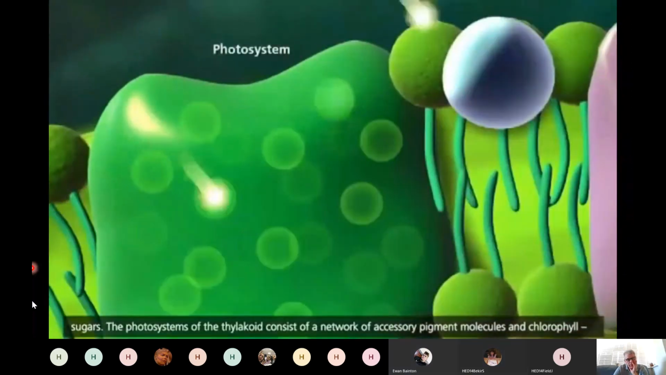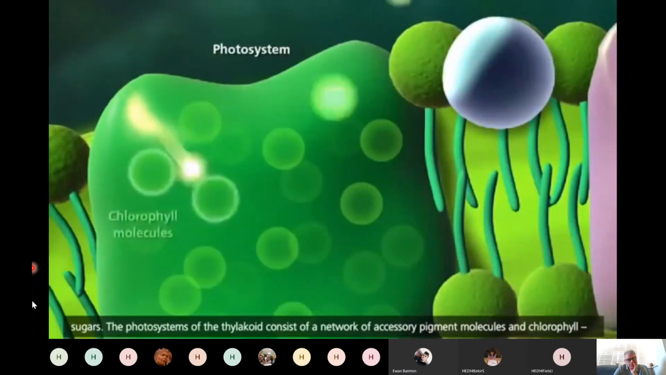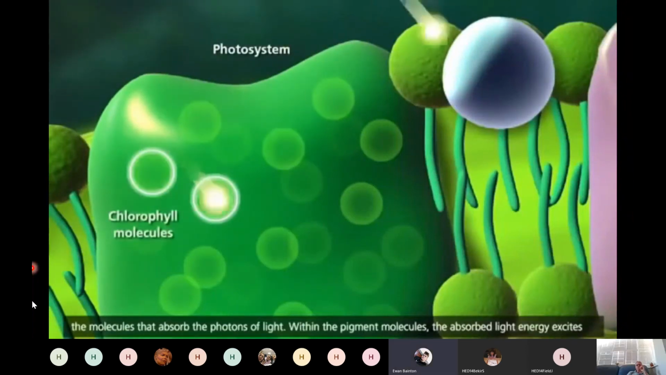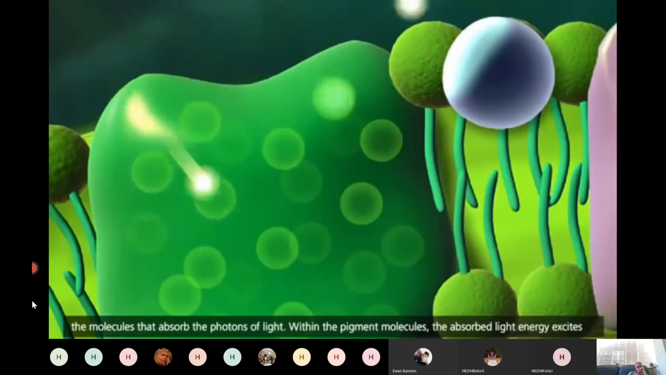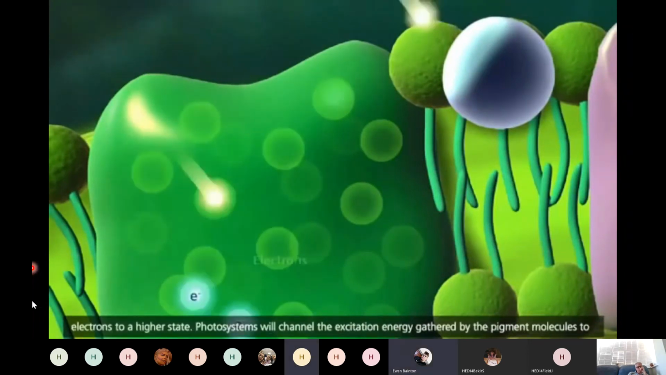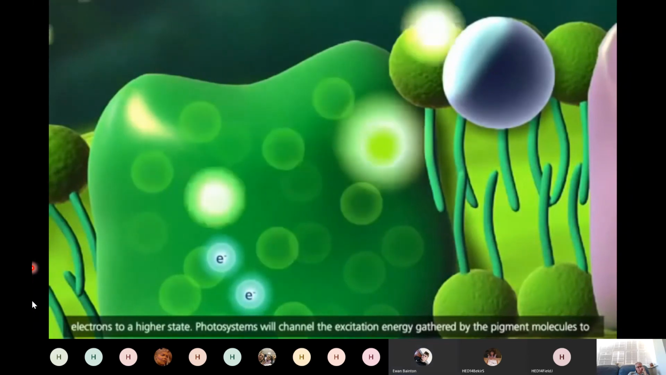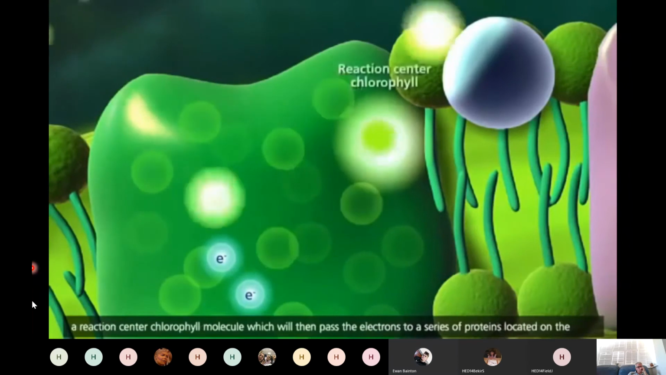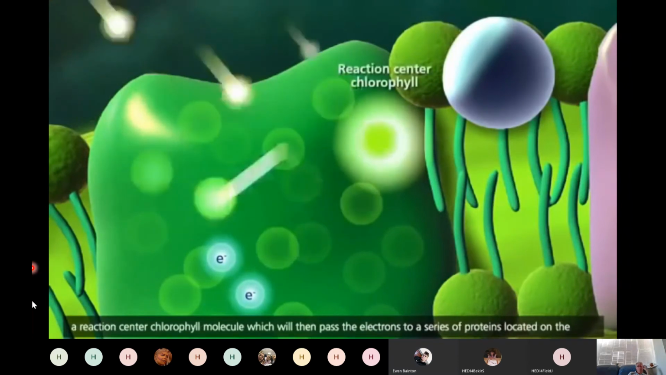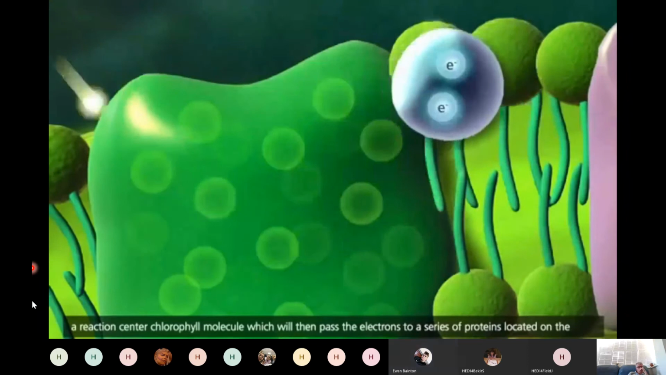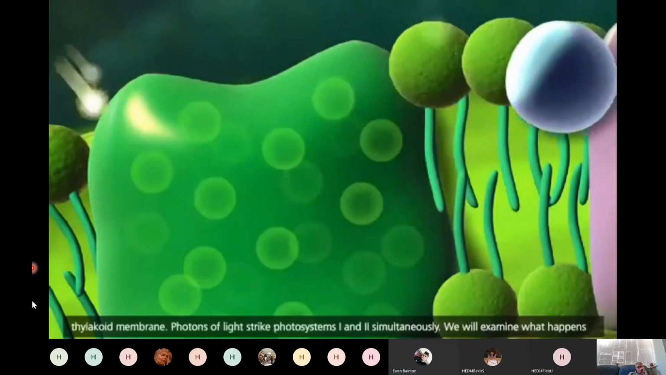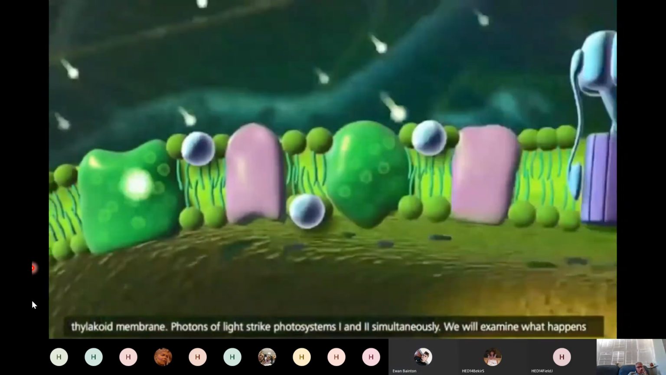The photosystems of the thylakoid consist of a network of accessory pigment molecules and chlorophyll, the molecules that absorb the photons of light. Within the pigment molecules, the absorbed light energy excites electrons to a higher state. Photosystems will channel the excitation energy gathered by the pigment molecules to a reaction center chlorophyll molecule, which will then pass the electrons to a series of proteins located on the thylakoid membrane.